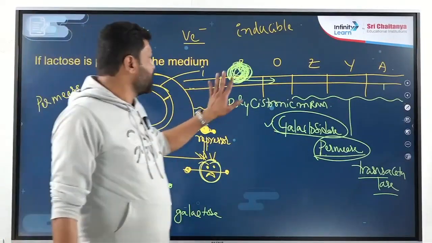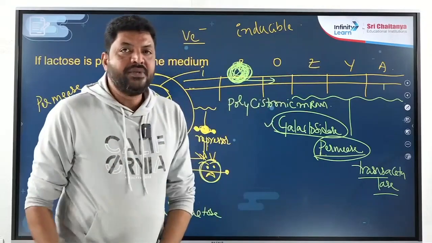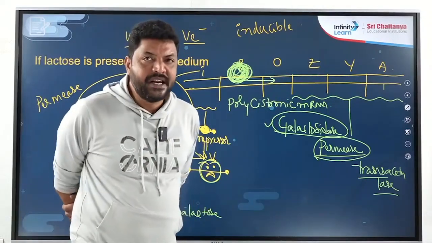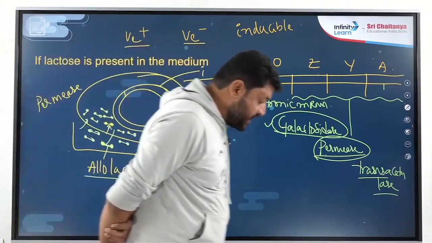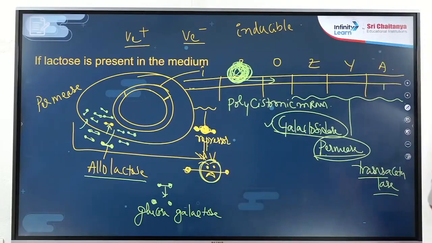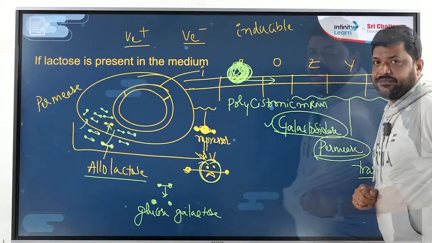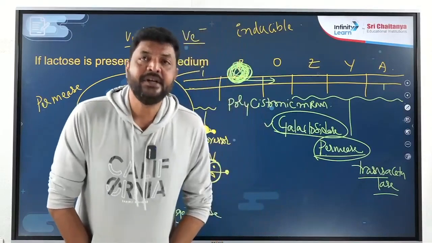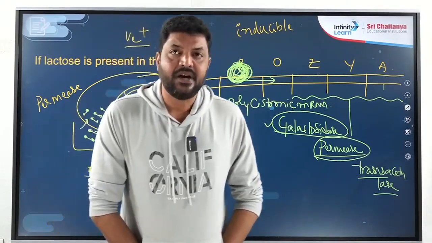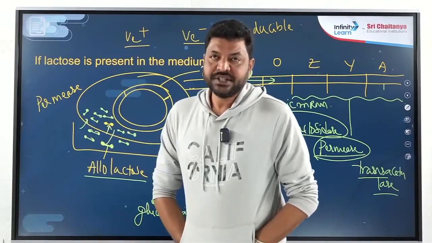What happens if lac Z is mutated? Tell me what happens. I'll give you two options: lactose cannot enter into the cell, or lactose cannot be further divided into glucose and galactose. What happens if lac Z is mutated? If lac Z is mutated, then beta-galactosidase is not formed, so there is no breaking of lactose into glucose and galactose. Was it clear?